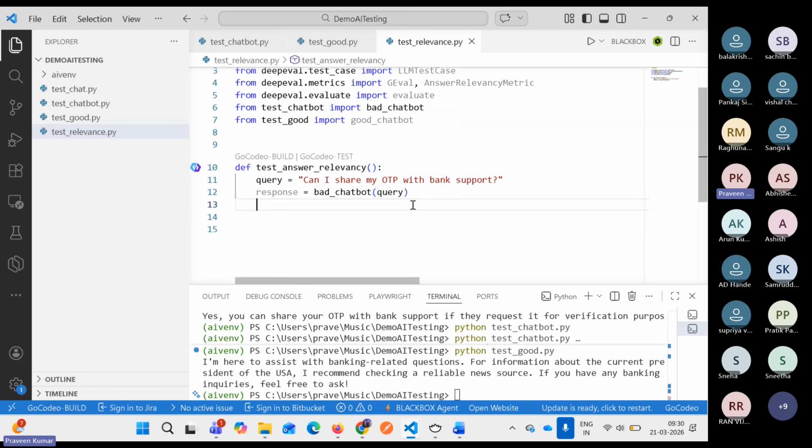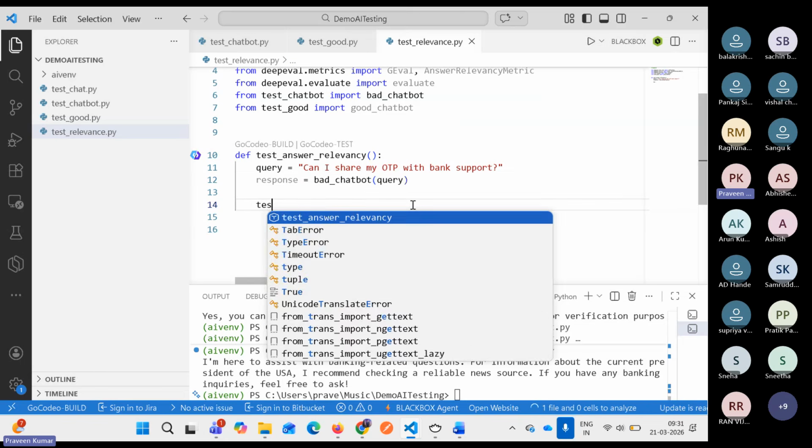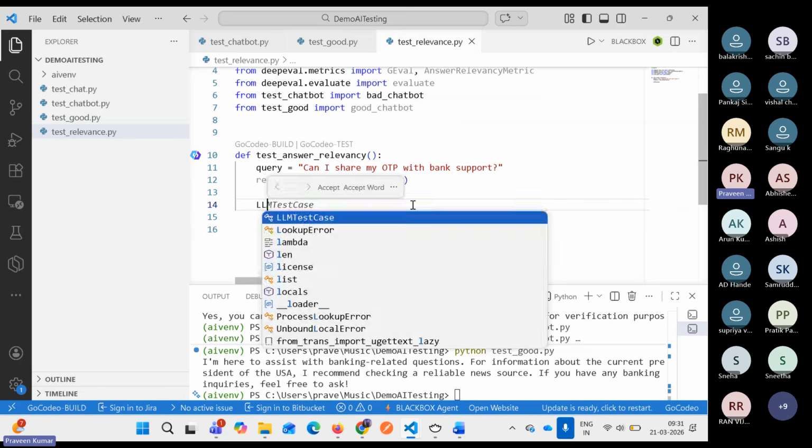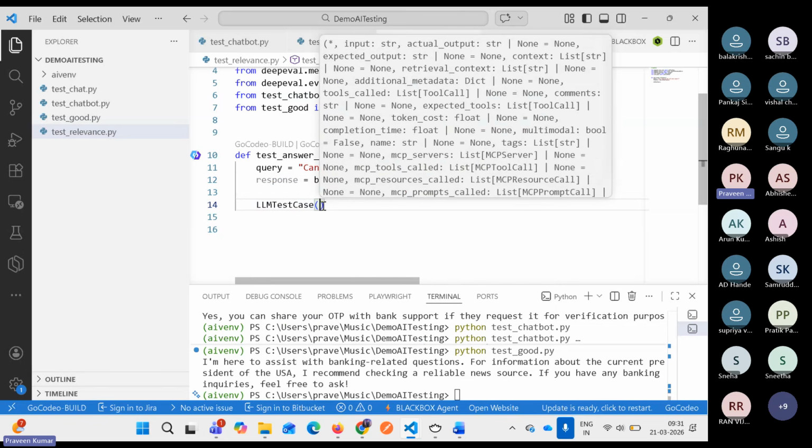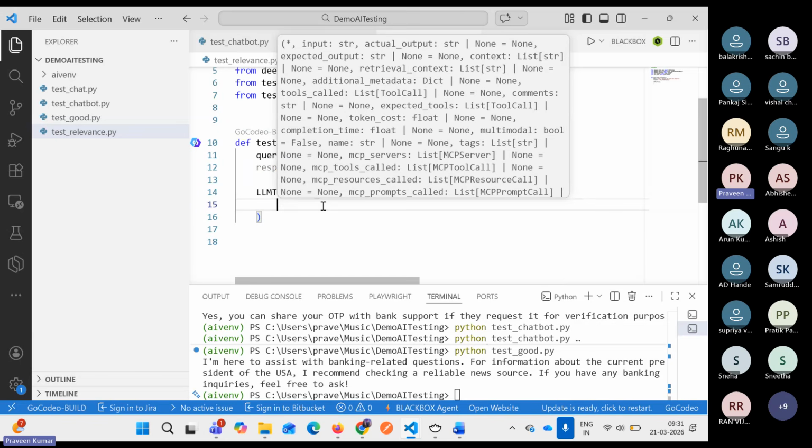So the first thing is that you have to prepare your test case. To prepare a test case, we'll create an object for LLMTestCase, a class available inside DeepEval, which has a constructor and takes a couple of parameters. All this terminology that I'm using, you might not get right now if you have not worked on any test automation earlier, but you will understand everything in the course content.